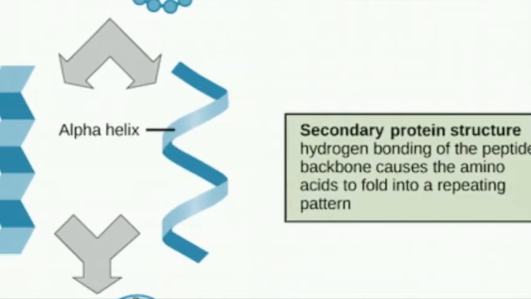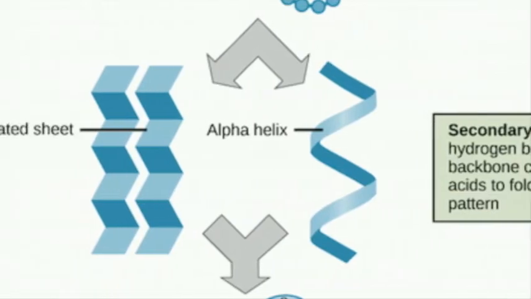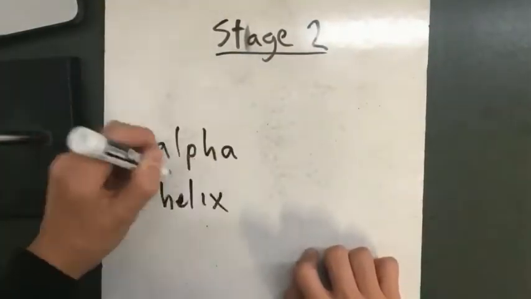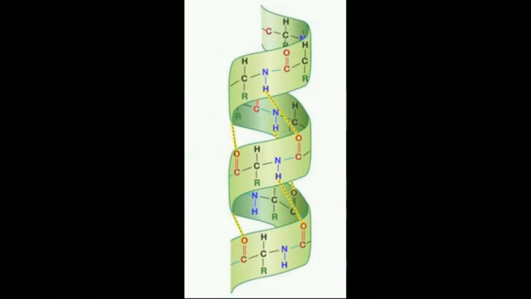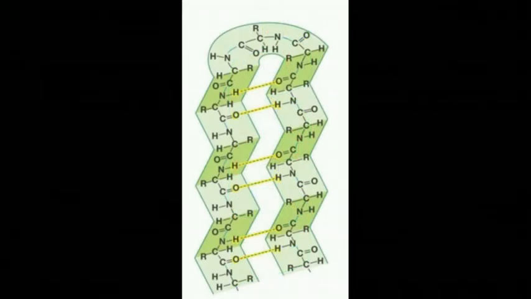Stage 2, the secondary stage, is the point at which the chain first starts to fold due to attractions between amino acids and the hydrogen bonds connecting them. Chains will either fold to form an alpha helix or a beta pleated sheet. This is what an alpha helix looks like. This is a beta pleated sheet.